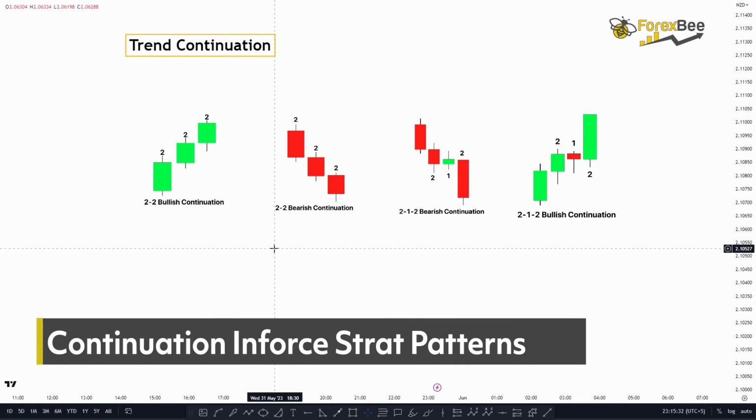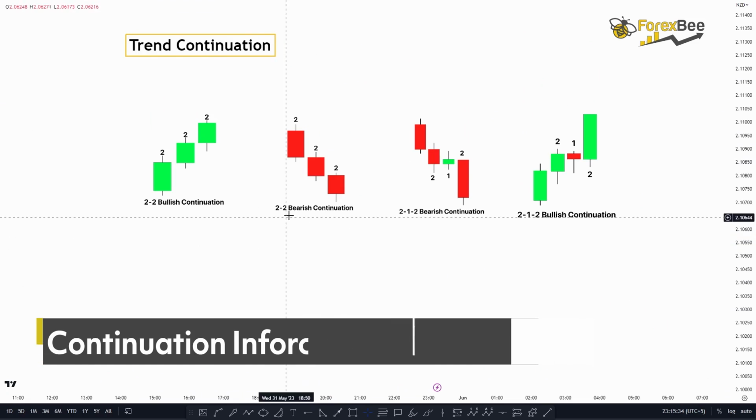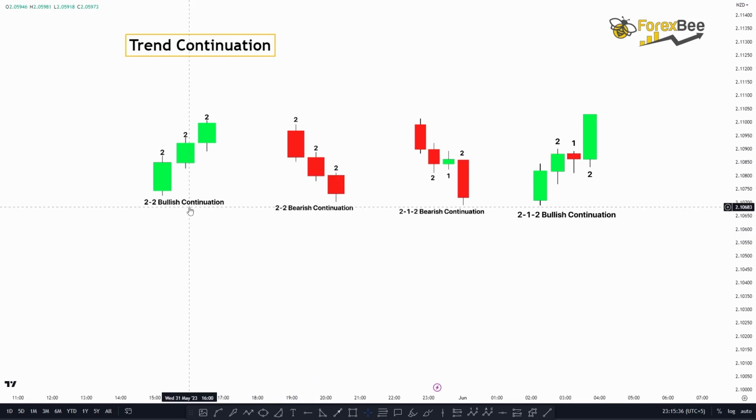And these continuation patterns, just like the bullish and bearish reversals, the continuation patterns are the strat patterns that give us the trend continuation. So the trend before the formation of these patterns, these trend continuation patterns, will either be bullish or bearish, and these types of patterns form just to confirm that market will continue to move in the direction it's already moving. So for example, here we can see the formation of this bullish trend continuation.